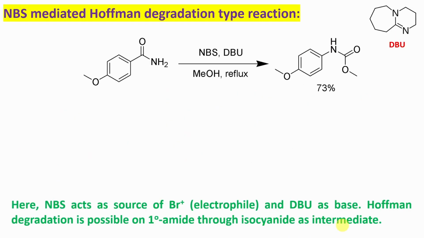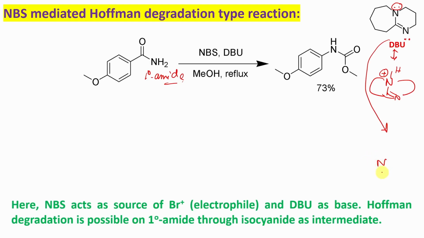Next reaction, NBS-mediated Hofmann degradation type. As I told, this is very interesting. This is actually a primary amide, and DBU is an organic base. You can see how it can act as a base, students. So this nitrogen will be protonated, carrying a positive charge. In the next canonical form, this lone pair will come here, it will open. You may consider it a delocalized protonated structure, so that will be stable. I should not say equivalent canonical form because it's not exactly the same, but in this way you can accept. So it is a significantly stronger organic base.